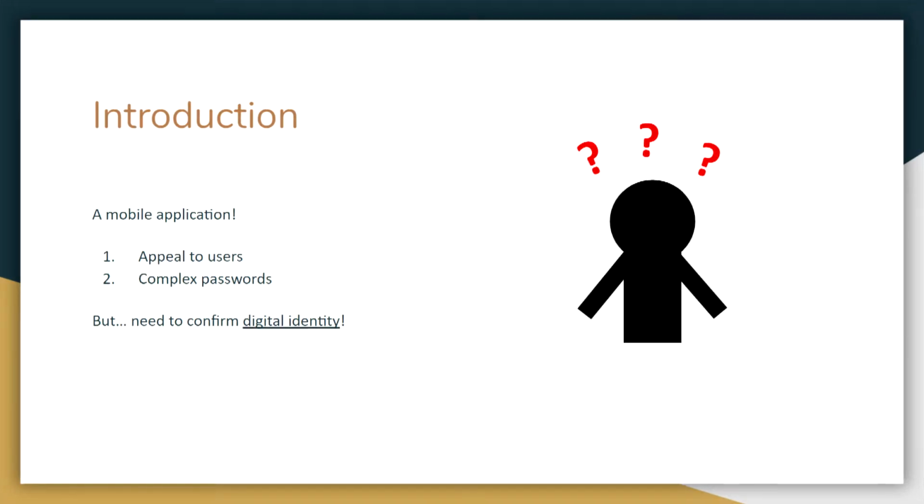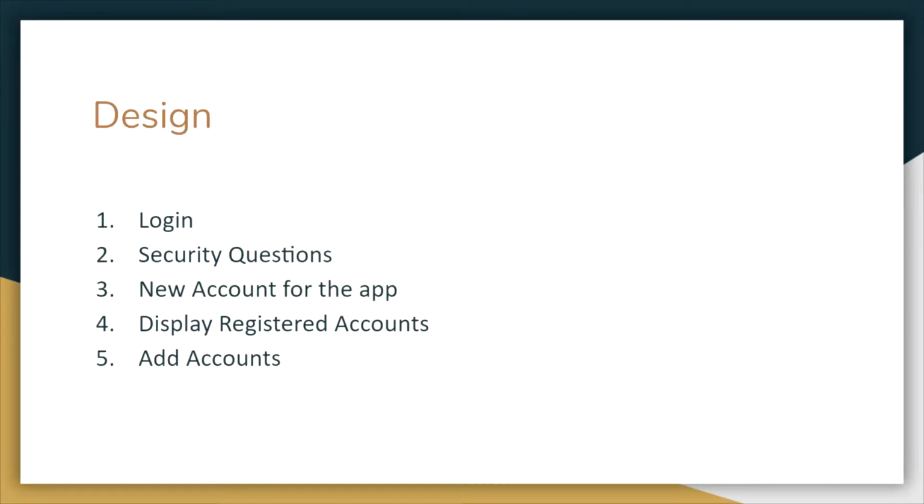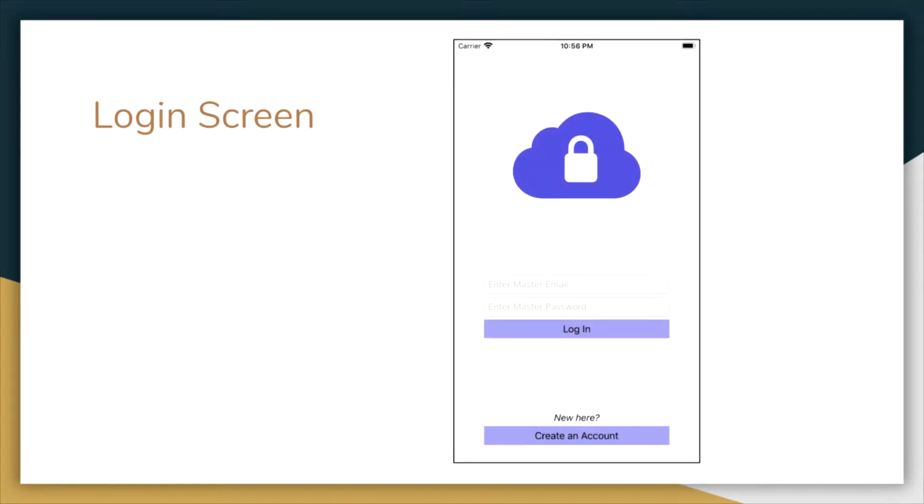So since the main problem we're trying to address here with this app is password security, for this app, we chose to implement different ways of verifying a user's digital identity as represented by different screens in our app. So for the design of our app, we created 5 main screens. The first screen is for login and security questions.